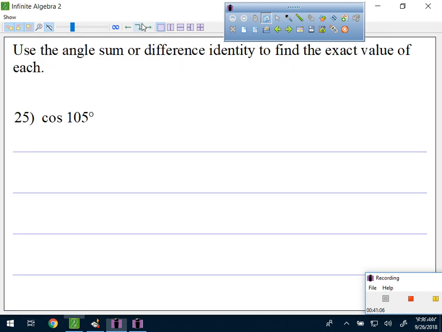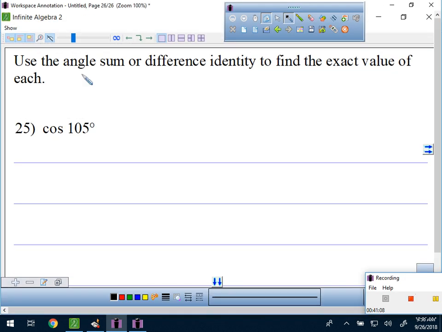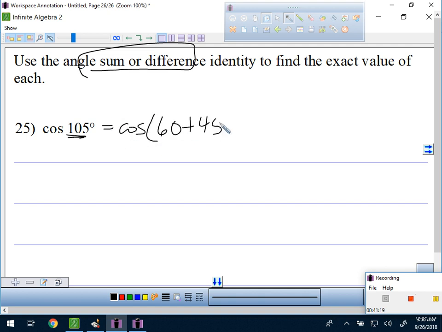So for 25, it says, use the angle sum or difference identity to find the exact value of this. Now, if you remember, I told you when I see that 5 there, 45 goes off in my mind. So I'm going to say cosine of 105 is 60 plus 45. The formula will be given. It's going to be cosine of 60, cosine of 45, minus sine of 60, sine of 45.